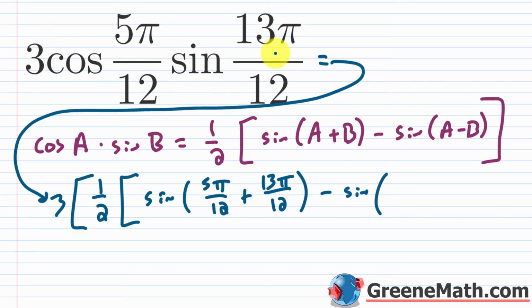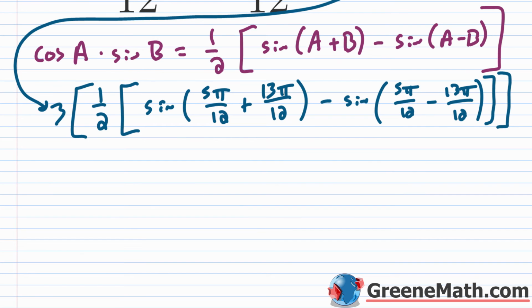So this is your A, this is your B. So you have 5 pi over 12, and then minus 13 pi over 12. And let me close down the brackets here. So we have this one, and then we also have this one. So you have 2 sets of brackets. And so what we'll do from here is say this is 3 times 1/2, which is 3/2. Put my brackets in there.